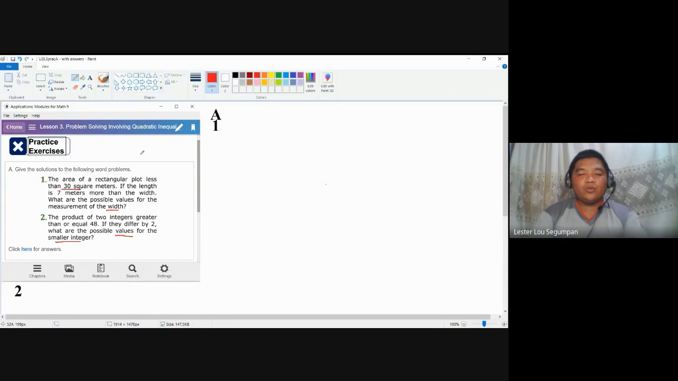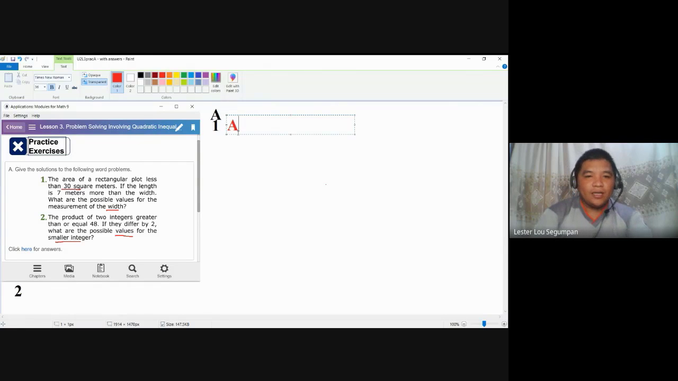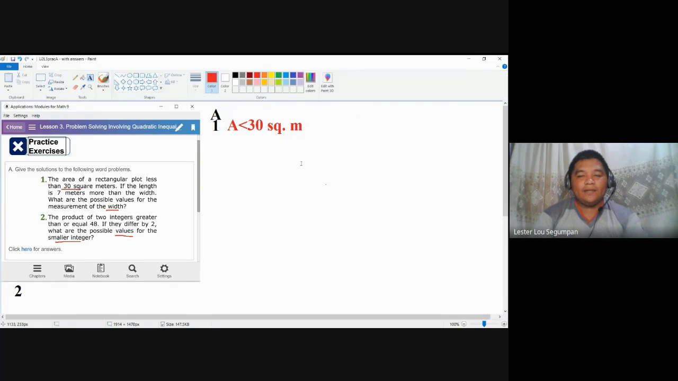Similar to the usual step in solving problems, we need to first identify the given facts. And the given facts are both what is given and what is asked. So first is the given. Given is the area, less than 30 square meters. So the area is less than 30 square meters.